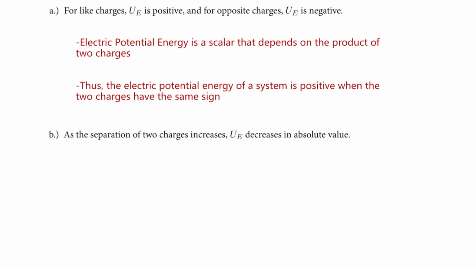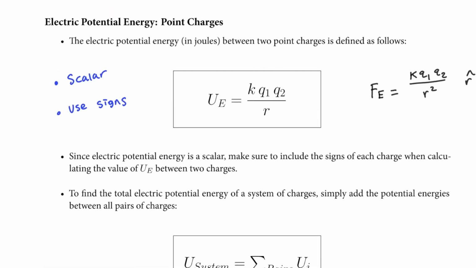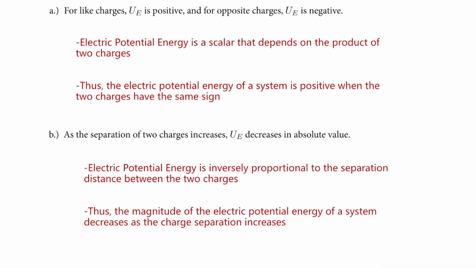And then our second rule said that the more separated you get, the lower the bar height is going to be relative to 0. And that's just based on the inverse nature, right? We see we got to divide by r. So if you have a big separation, you're not going to have very much potential energy in magnitude.